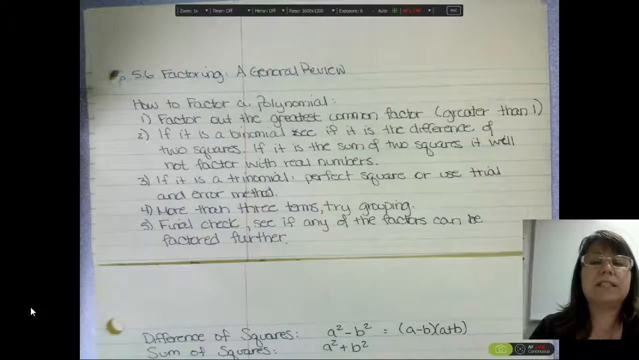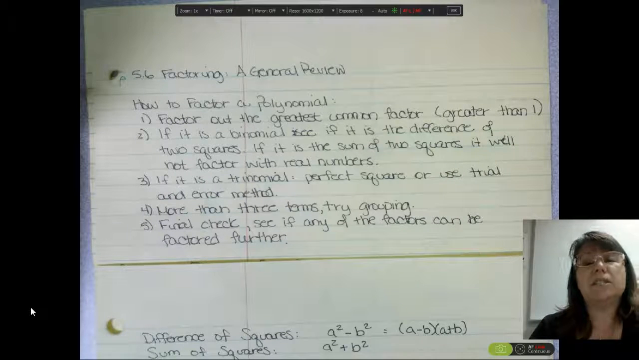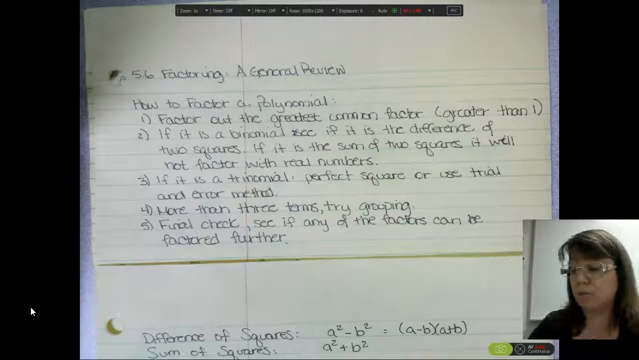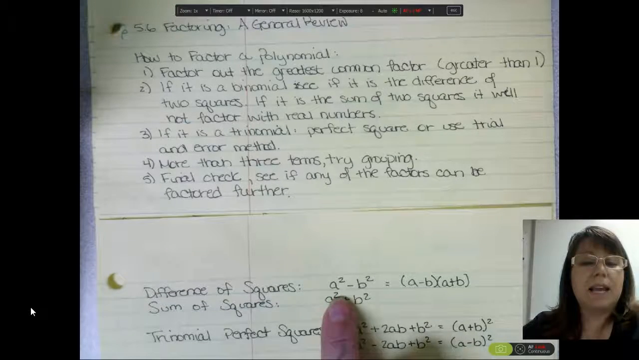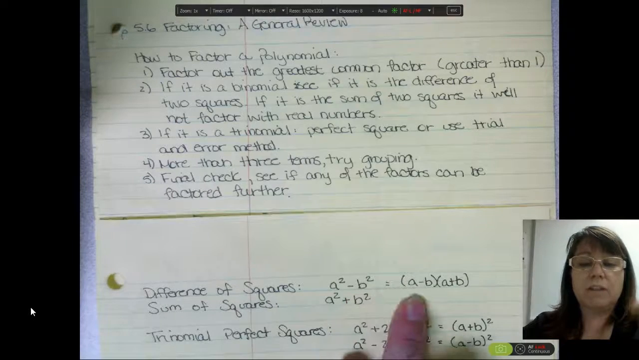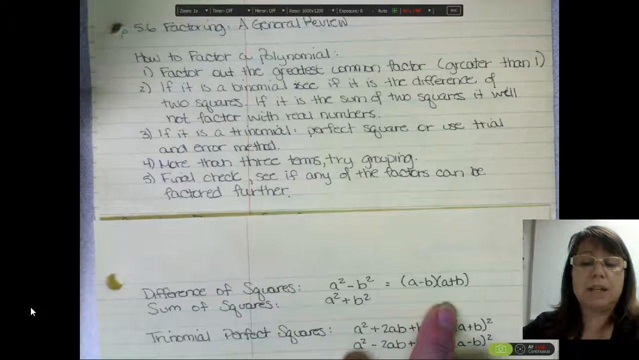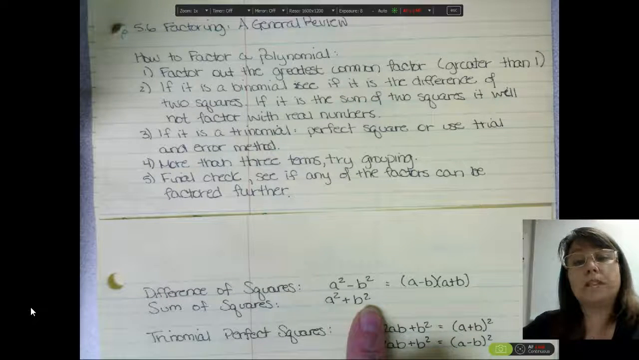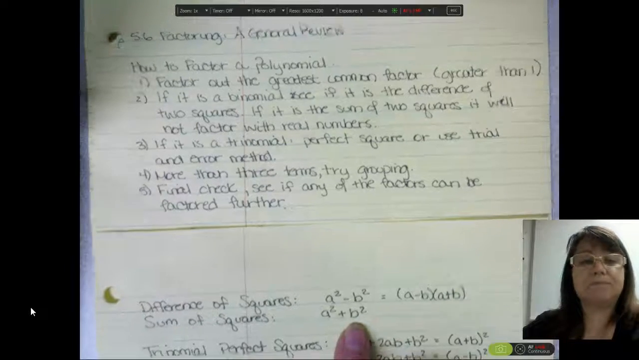Secondly, you want to maybe look to see if it's a binomial, to see if it's the difference of two squares. If it's the difference of two squares, you can factor the difference of two squares using real numbers. If it's the sum of two squares, you're going to leave it as is in the real numbers. If you're in a higher level math class, then you can factor the sum of two squares with complex numbers. And what I mean by difference of squares, it's a squared minus b squared, and therefore we can factor it as a minus b, a plus b. If it's the sum of squares, a squared plus b squared, we're not going to factor that in the real numbers. So you can leave it as is.